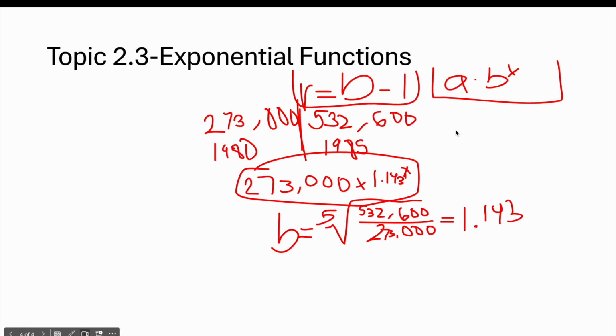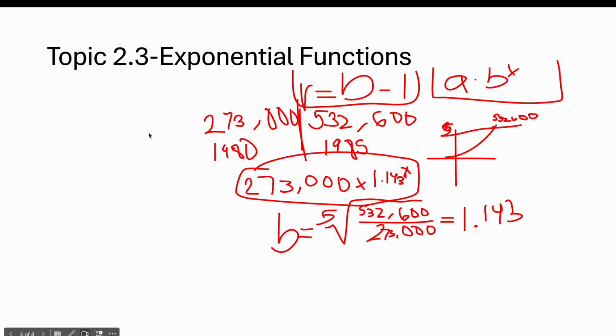If we were to graph it, we would know that our starting point is 1980, and every year that goes on after that, we would add it to 1980. So after 5 years, our intersection would be at 532,600. And that's a pretty cool thing.